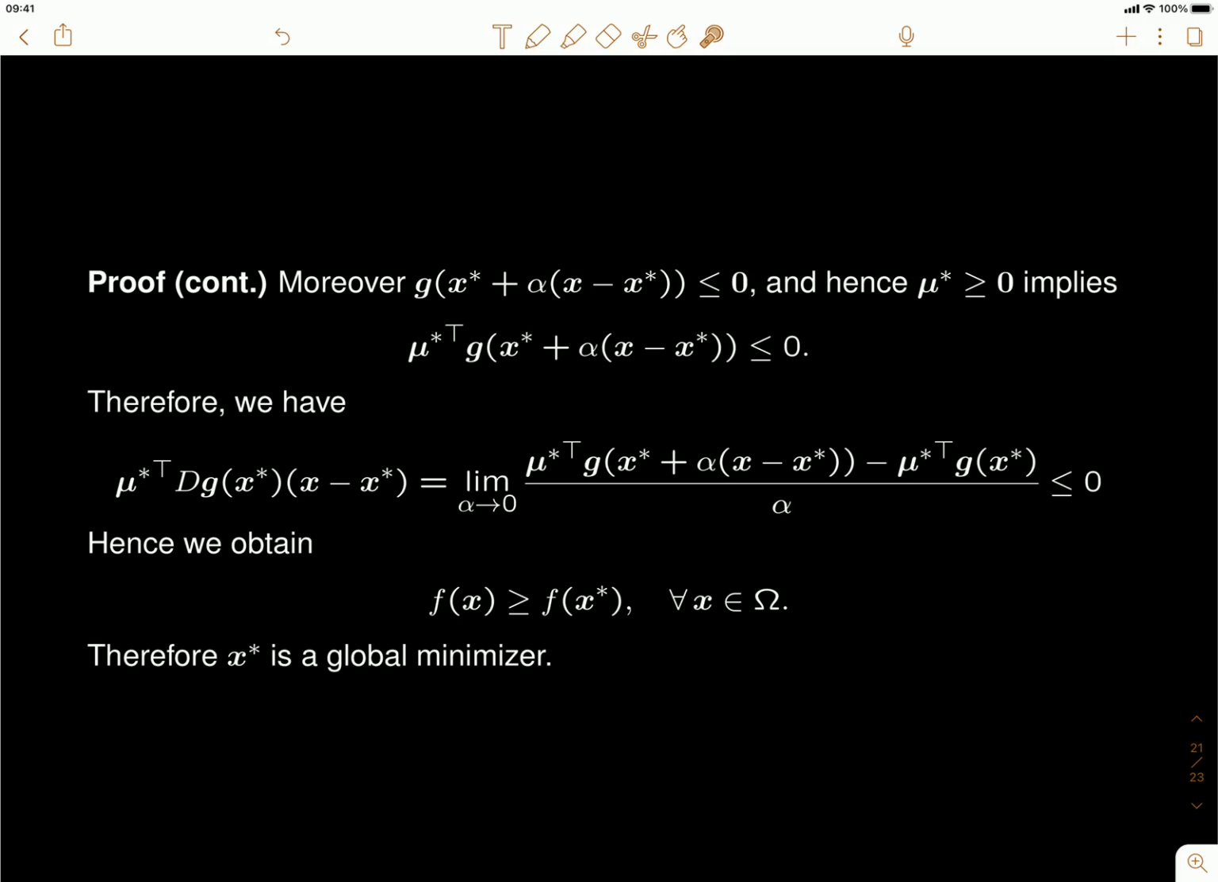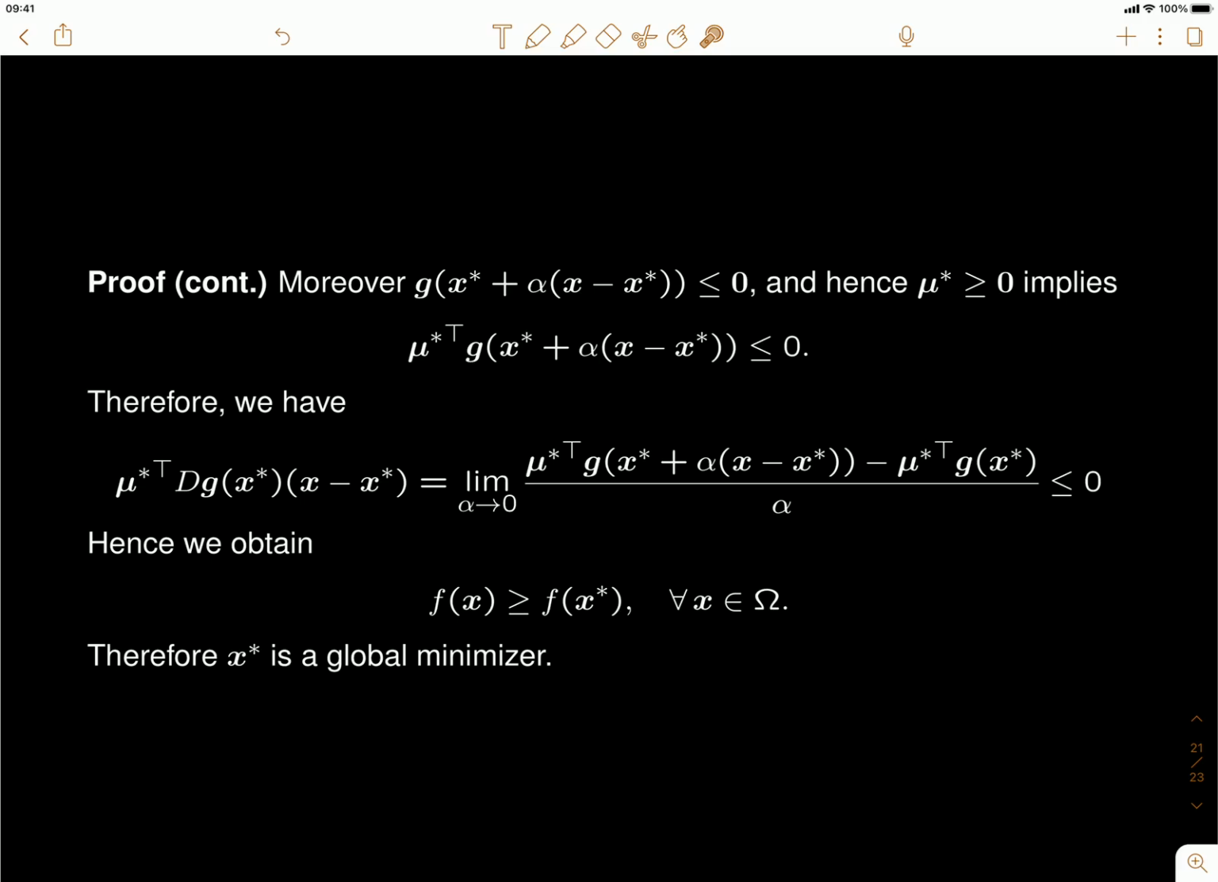And then because of that, the numerator right here is the quantity that's less than or equal to 0 for any alpha. At the same time, this other term is equal to 0, by complementary slackness. So you have something less than or equal to 0, minus 0, divided by alpha, which is non-negative, since alpha is between 0 and 1. So this whole thing should be less than or equal to 0.